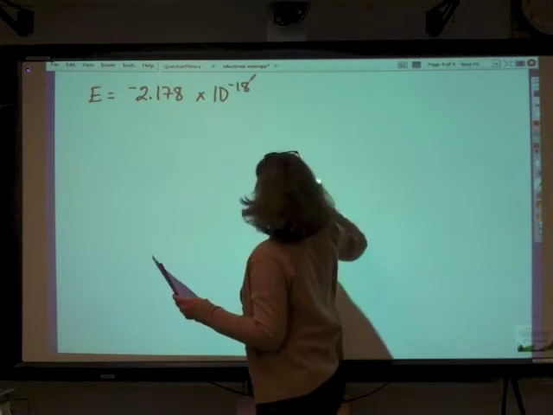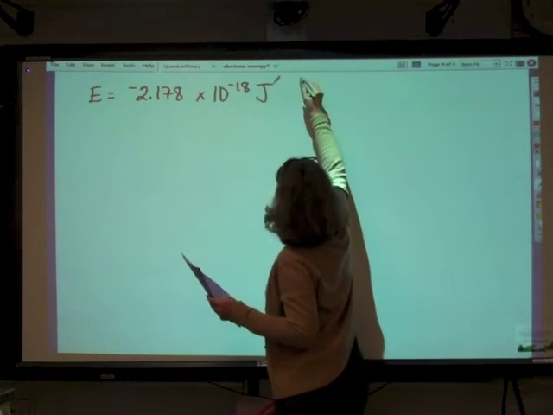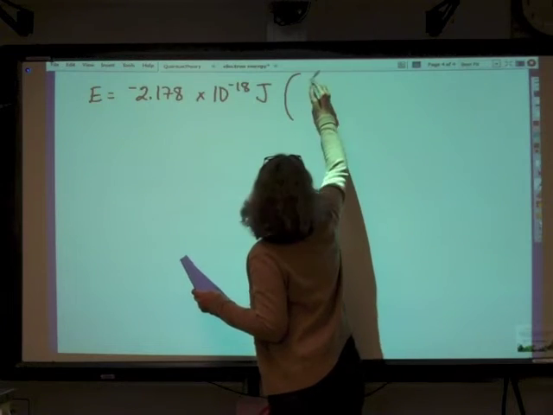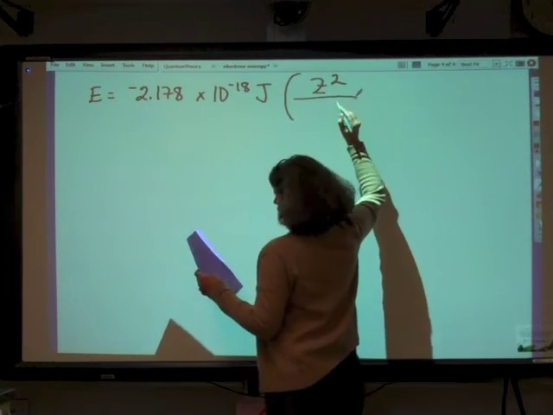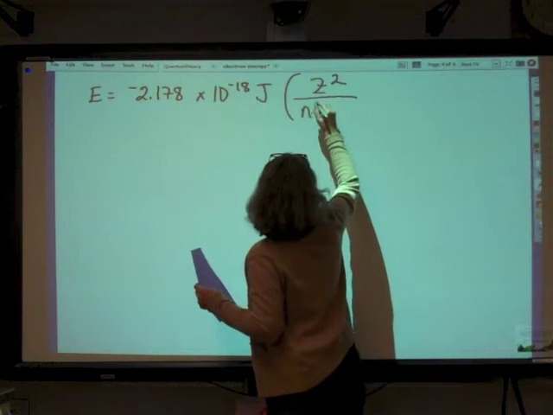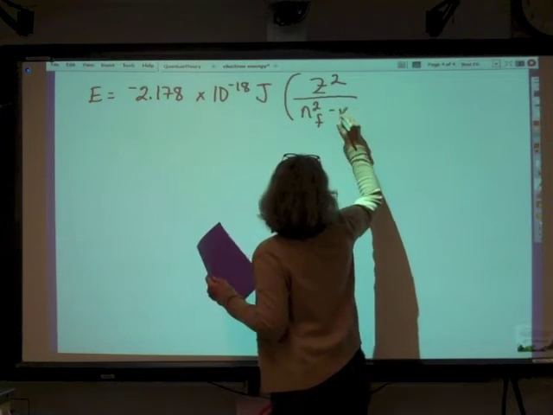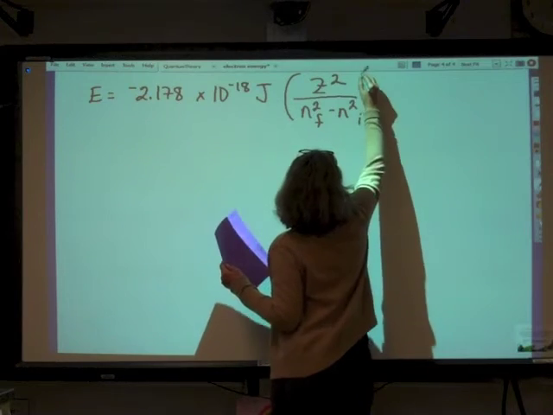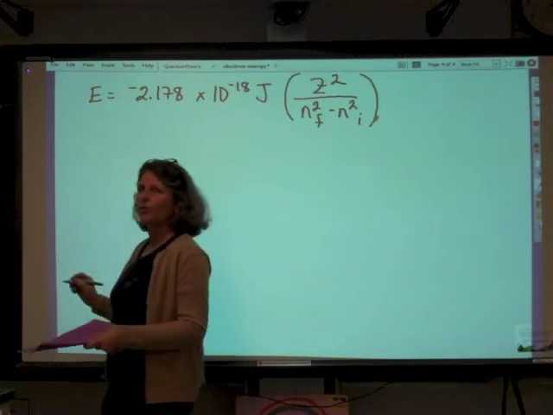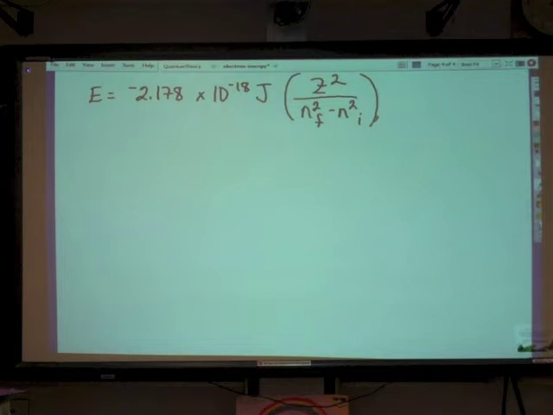So we'll just begin with the same, but then we could simply say, in parentheses, Z squared over n squared final minus n squared initial. So we could do it all in one step if that's what we needed to do. All right, so let's go back to the job at hand. We know how much energy is associated with the electron dropping down to its ground state.